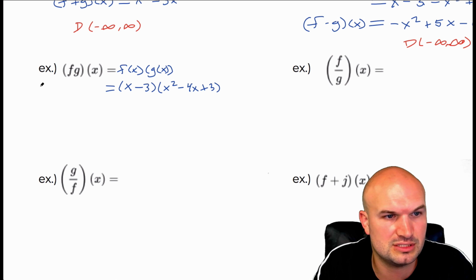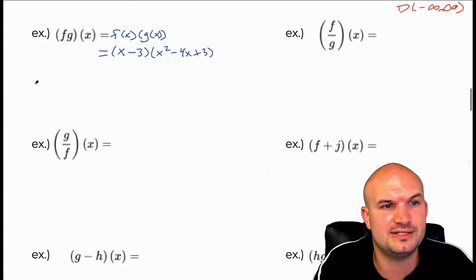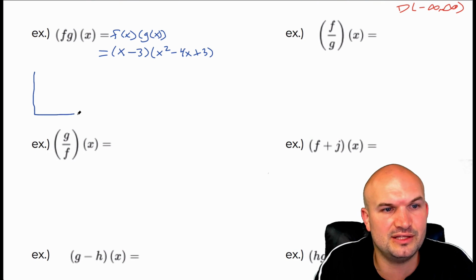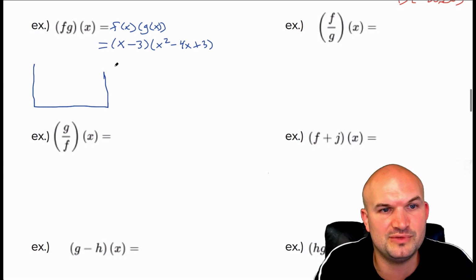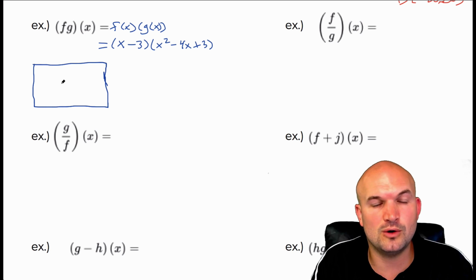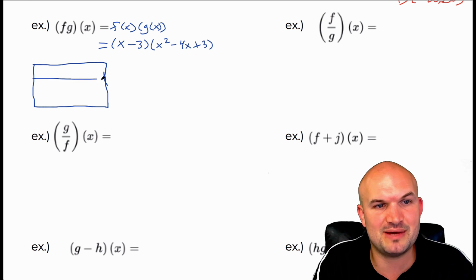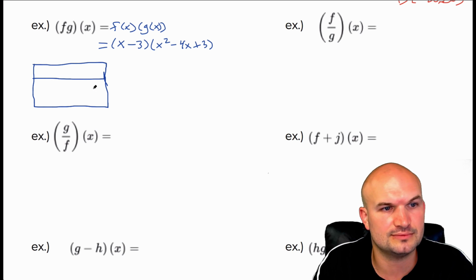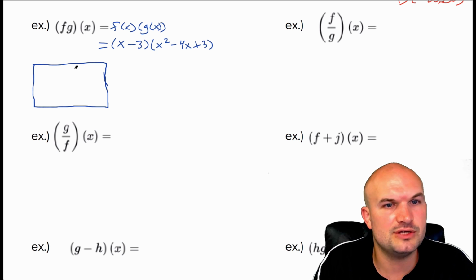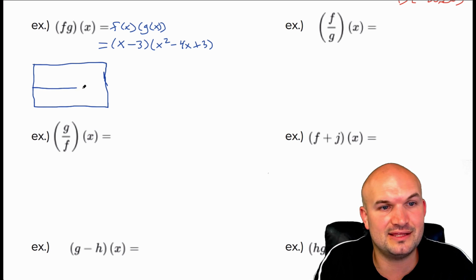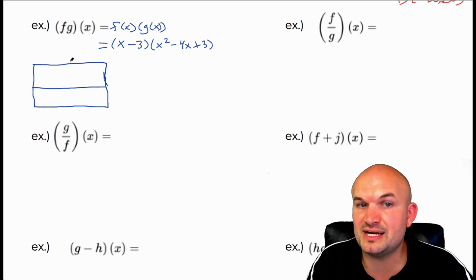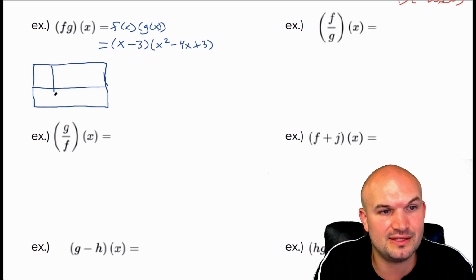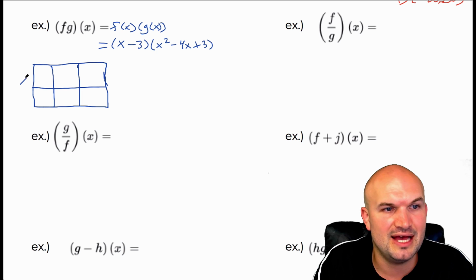And, geez, let's see if I can get this right here. When doing the box method, basically all you're doing is finding the area of two quantities. So what I can do here is represent x minus 3 as the side length of a rectangle. I can represent x minus 3 as the side length of this rectangle, and then x squared minus 4x plus 3 as the other side length. And when I multiply them, I'm basically finding the area of this rectangle. And it's just a nice way.